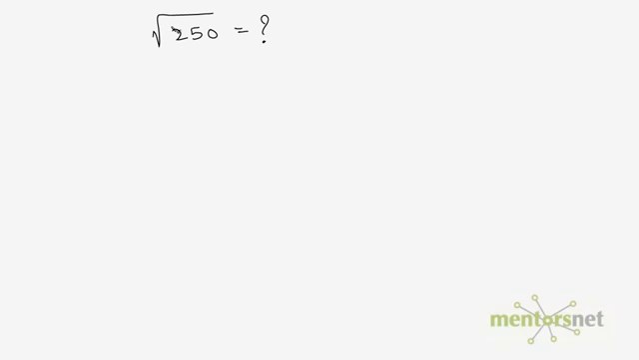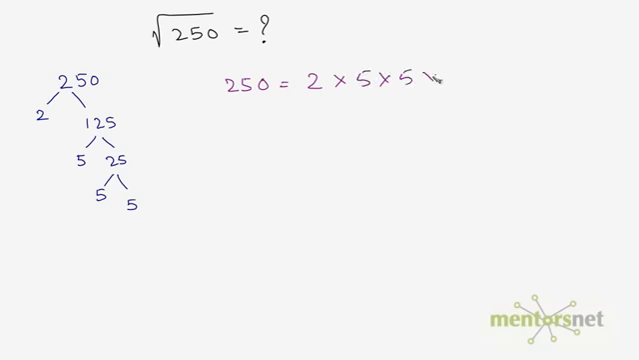So let's calculate the prime factors of 250 first. So we have 250. 250 is divisible by 2. So 2 times 125 is 250. Now 125 is not divisible by 3. It is divisible by 5. So 5 times 25 is 125. And 25 is 5 times 5. So the prime factors of 250: it can be written as a product of prime factors. It is 2 times 5 times 5 times 5.